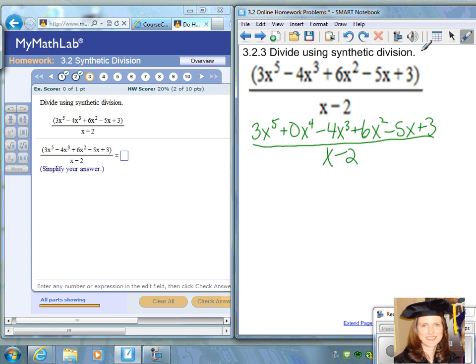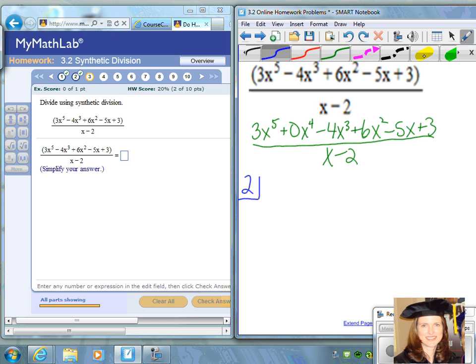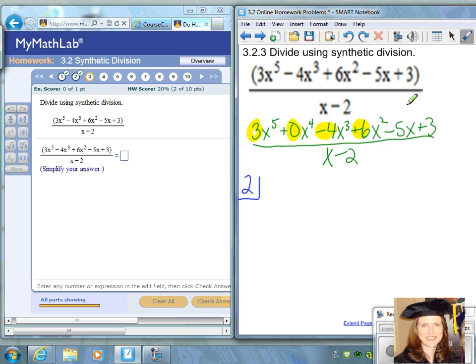So the difference between this one and the previous one is that you're missing the x to the fourth power, so we have to put a 0 there in our setup. All right, we're dividing by x minus 2, so a positive 2 goes in the box. Then we list the coefficients: 3, 0, negative 4, positive 6, negative 5, and positive 3. Those are the numbers we're going to put next to the box. Leave a space.